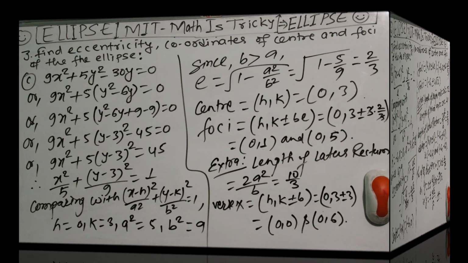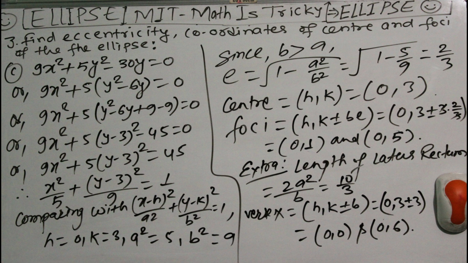9x square plus 5y square minus 30y equals 0. First we have to change this into standard form. So let's simplify this. 9x square plus 5, we are taking 5 common from the last two terms, so we'll get here 5 times y square minus 6y. Let's add and subtract 9, so that it will go in whole square formula. So it will be 9x square plus 5 times y minus 3 whole square minus 45. Let's bring 45 to the right hand side and divide both sides by 45, so that we will get here x square by 5 plus y minus 3 whole square by 9 equals 1.